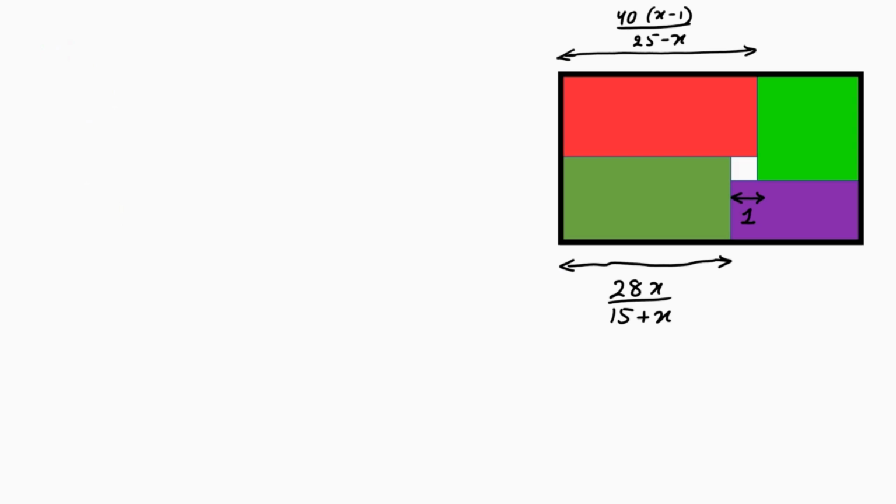So now we have this relation: 40 into (x minus 1) upon (25 minus x) is equal to 28x upon (15 plus x) plus 1. This is a very simple equation, and if you know a little bit of quadratic equations, you can solve this equation yourself.